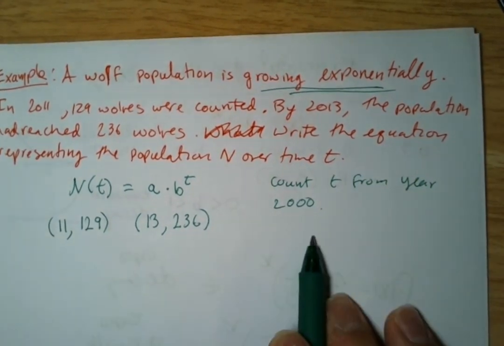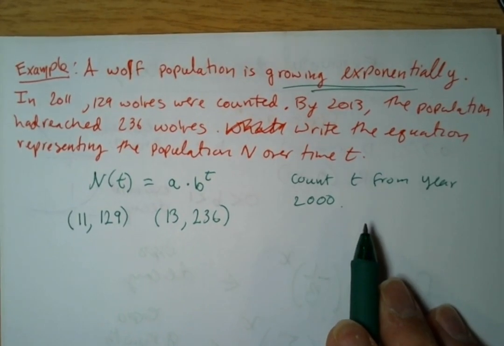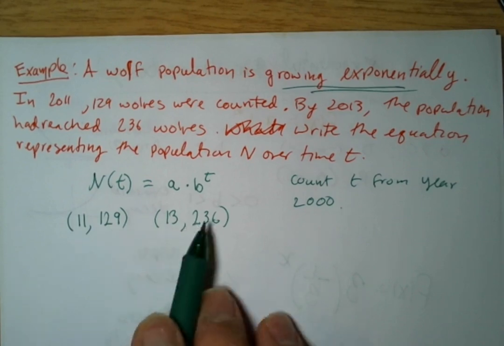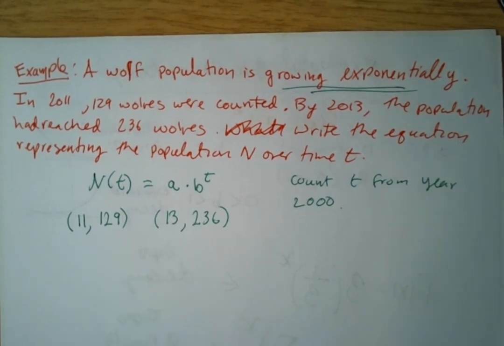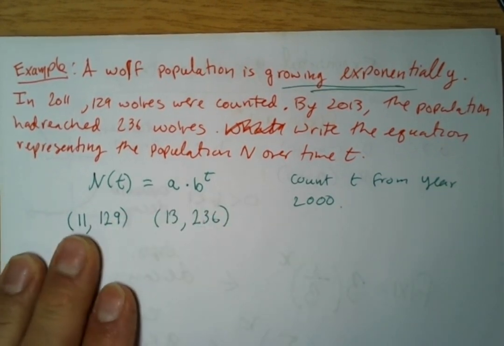Now again, I chose 2000. There's nothing stopping you from saying, what if I wanted to choose 2010? Go ahead and do that. In that case, that would be 1, 129, and 3, 236. Again, these are just reference points. It gives us a place to start. And you can just keep 2011 and 2013 if you want. But I chose this, so we'll leave it as this.